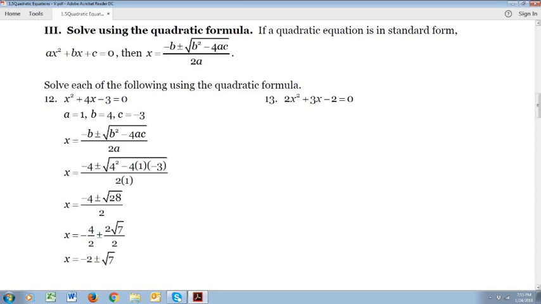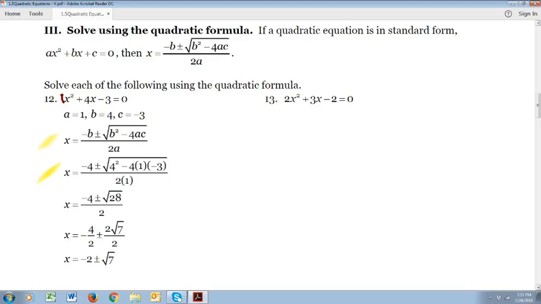Let's look at number 12. I've already done this one here. So notice in this case a is 1, b is 4, and c is negative 3. If we have a subtraction, we do use the negative sign. And so you can see here I've written out the quadratic formula, and here I've plugged in my a, b, and c. So it's very important, first of all, that you know the quadratic formula, but step 2, make sure you're putting your numbers in correctly.